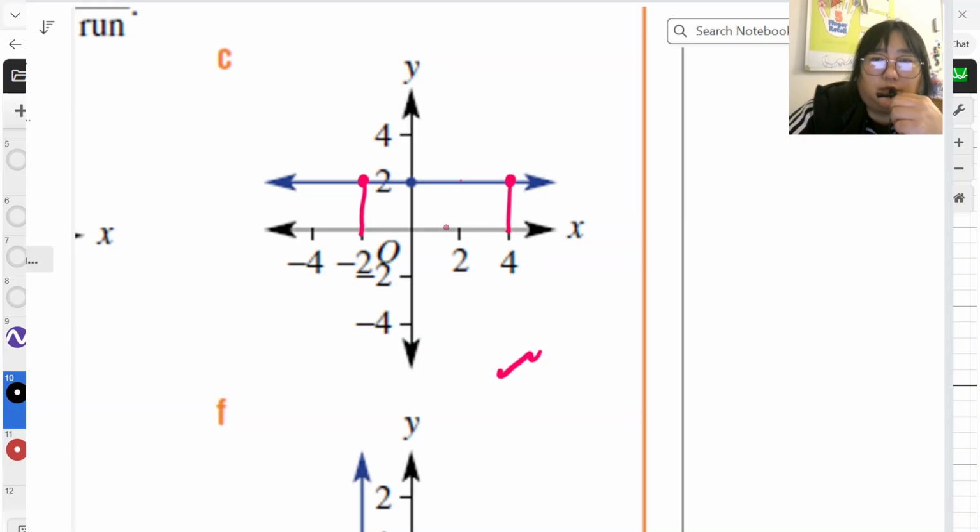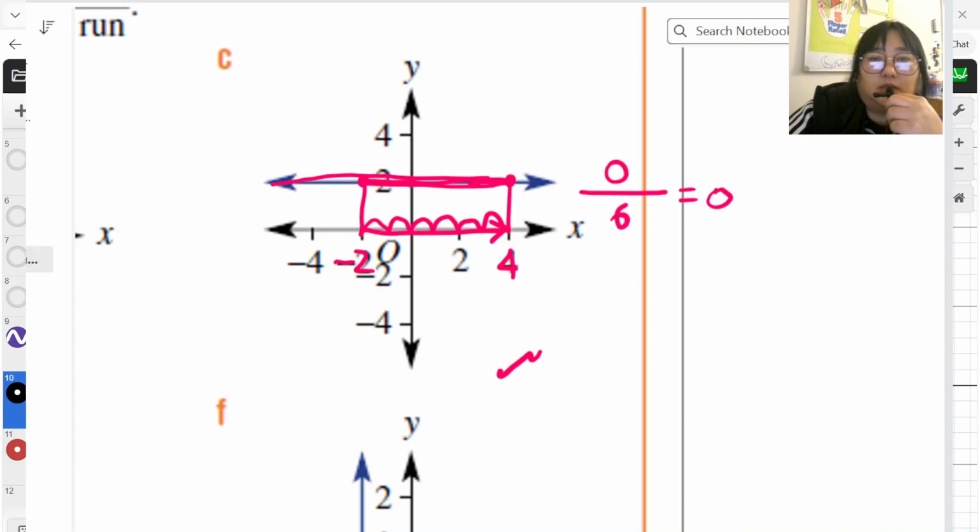So you can see from x running, I go from negative 2 to positive 4. So that means I go through 2 units, then 6 units from negative 2 to positive 4. So my run is 6. And how about my rise? Because my points are both on the same horizontal line, my rise is 0. So 0 over 6 is 0. So you can see this kind of horizontal line gradient will be equal to 0 because there's no rise.